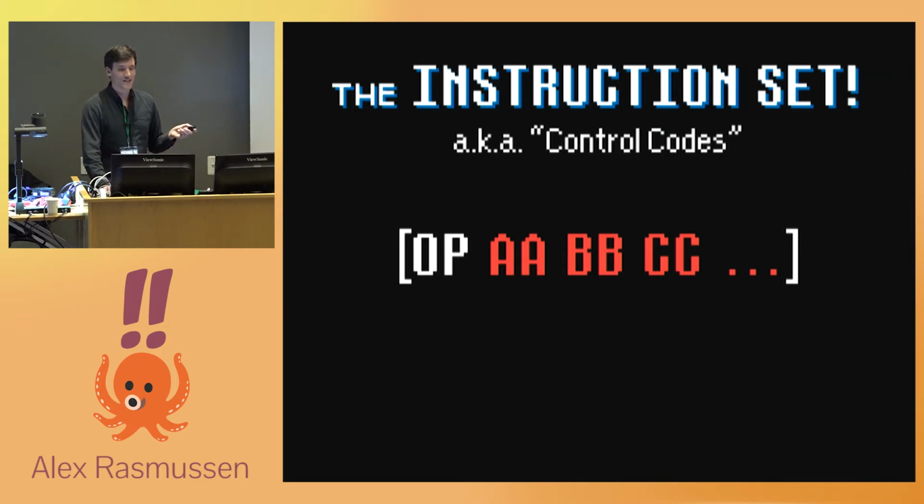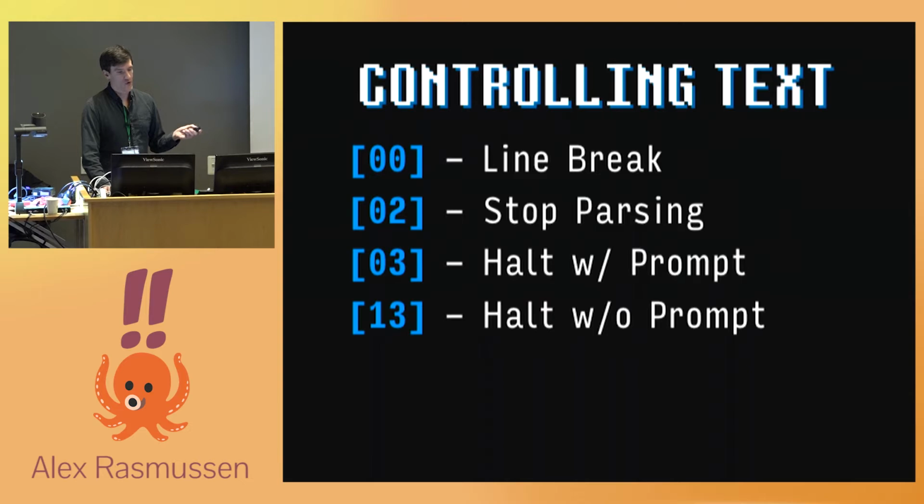Now let's do a whirlwind tour of a very small subset of the things that this interpreter knows how to do. The most simple thing is how to control text. This is what you would expect. You can make line breaks. You can stop parsing text so that you don't buffer overflow. You can halt the display of text either with or without a little prompt. This is the very, very basics that you would expect from a text system.